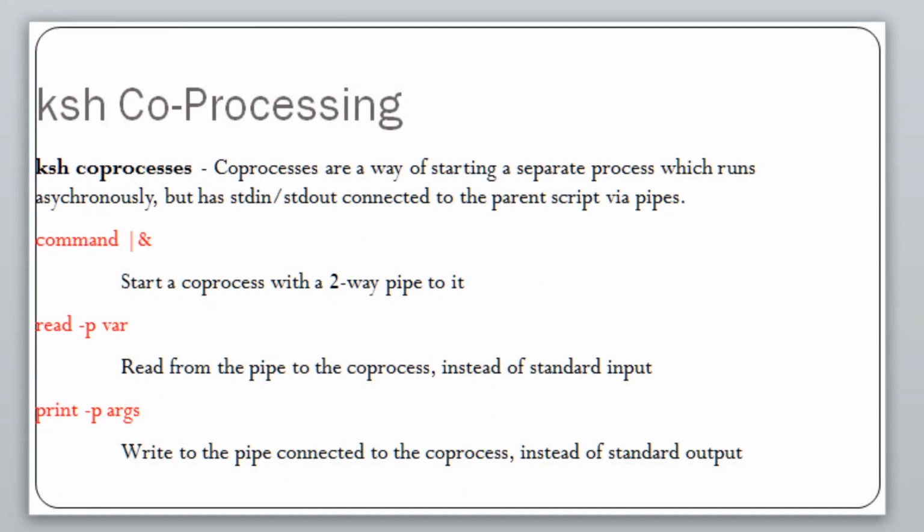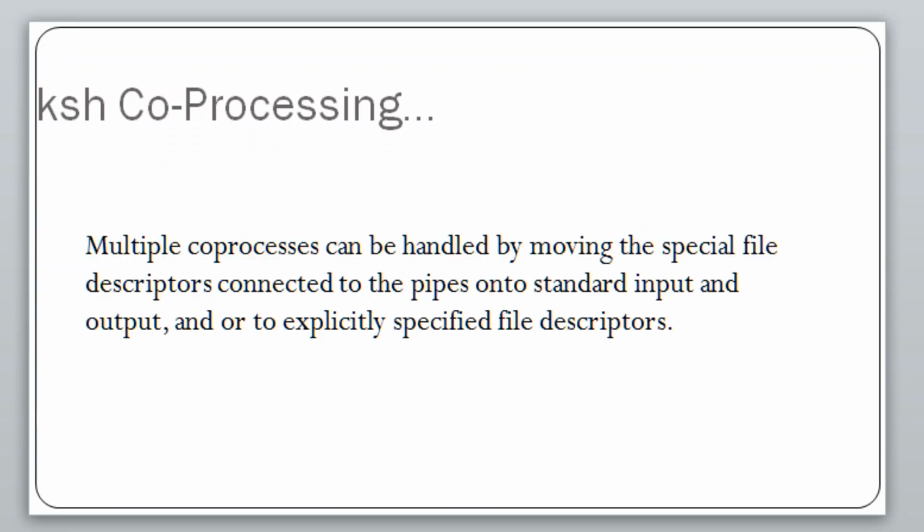So just as the PowerPoint says, we're starting a process in the background, and then we're feeding standard input into that process, and then we're altering how the standard output goes. So that's what we're doing with this coprocessing here: altering how standard in and standard output are being used. Multiple processes can be handled by moving the special file descriptors connected to the pipes onto standard input and output, and/or explicitly specified file descriptors.